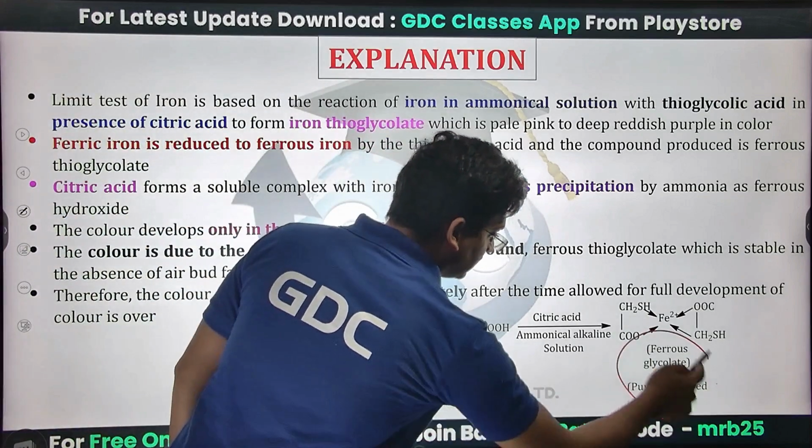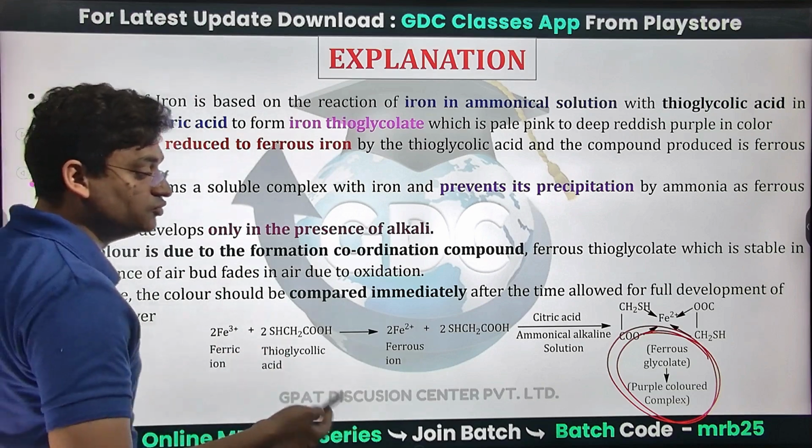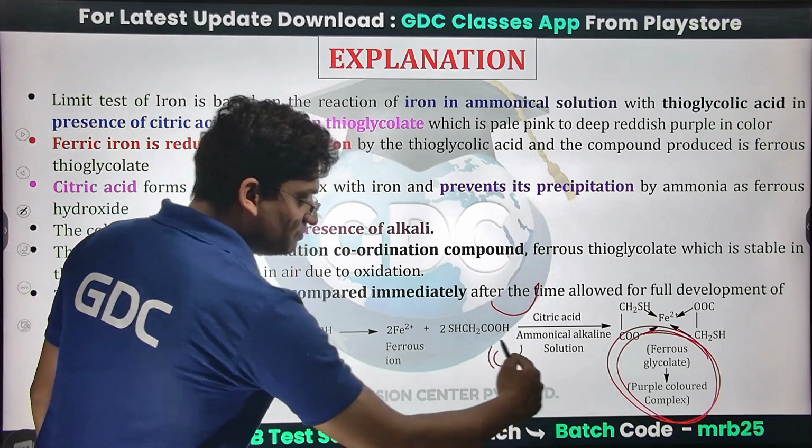That is purple in color. That is a ferrous thioglycolate complex. Other compounds that are used here are citric acid and ammonia.